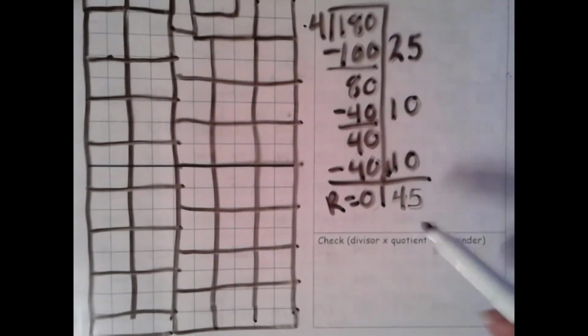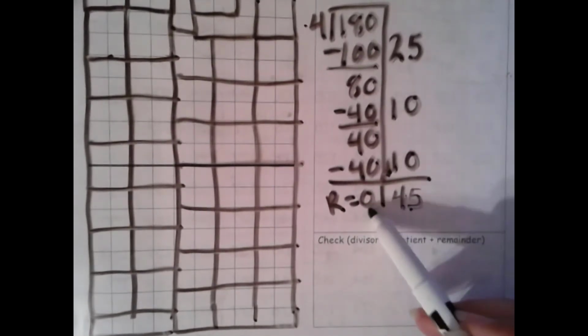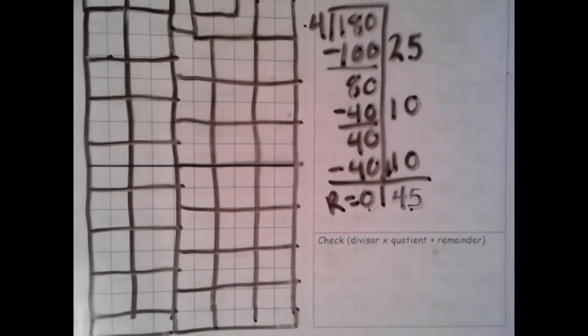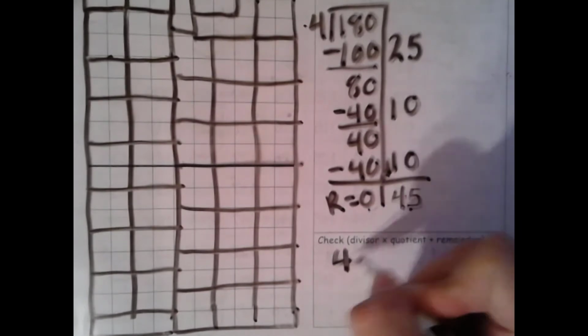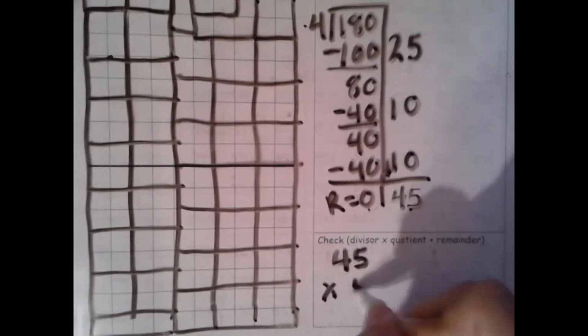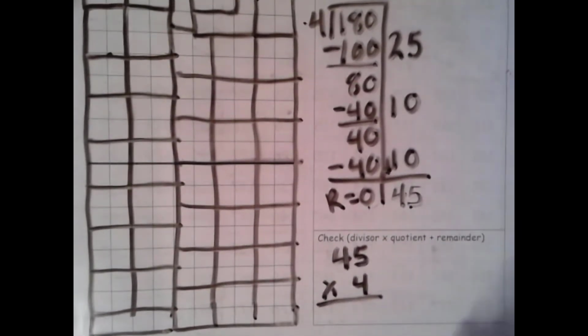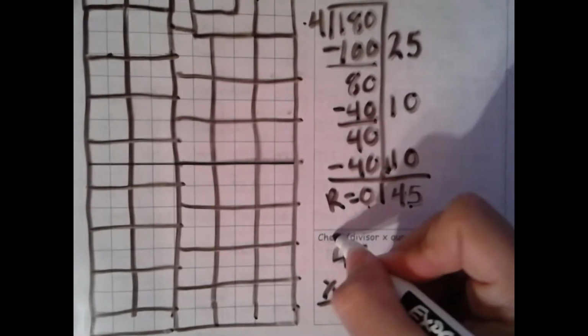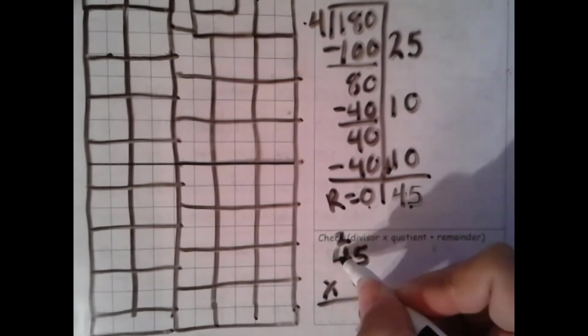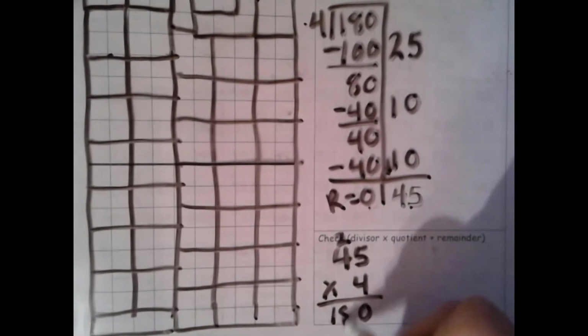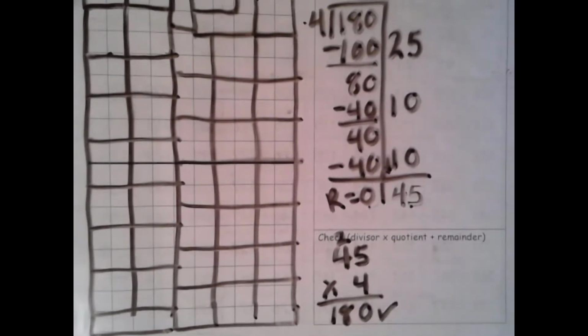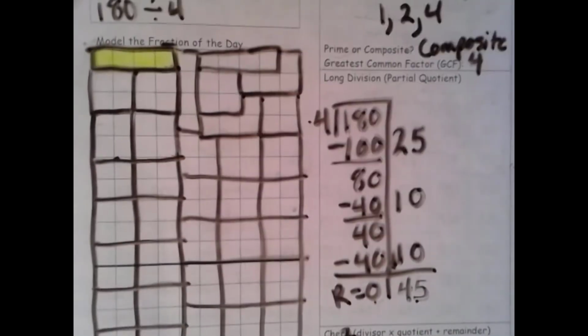My divisor times my quotient plus my remainder. Now, since my remainder is 0 and the identity property of addition says when you add 0 it stays the same, I don't really need to add the 0. So I'm going to just do the divisor times the quotient. 4 times 5 is 20. 4 times 40 is 160, plus 20 is 180. That checks.